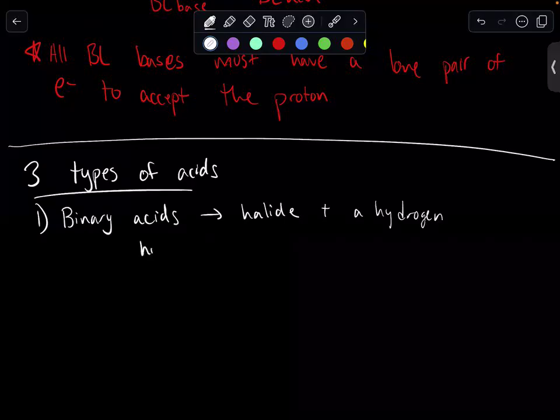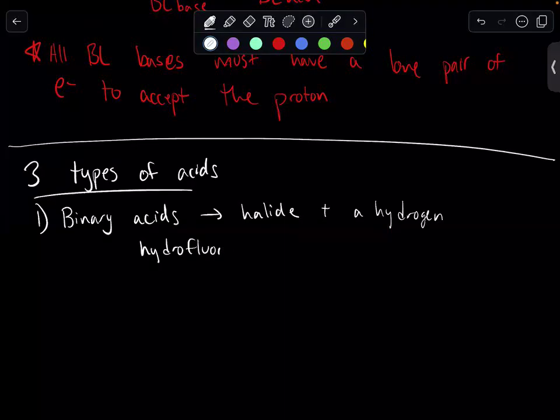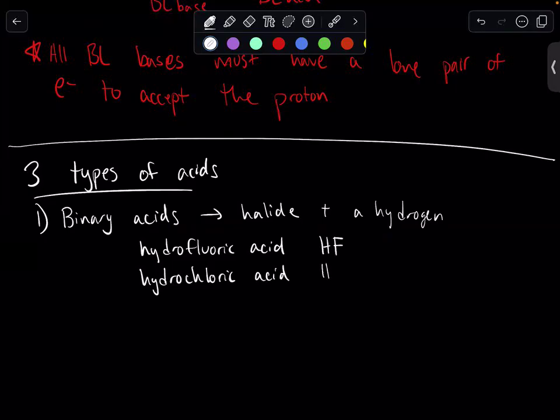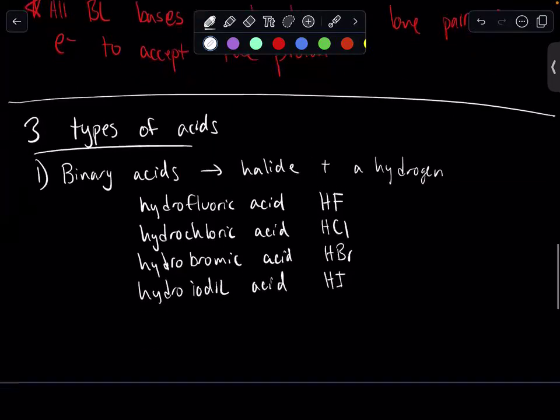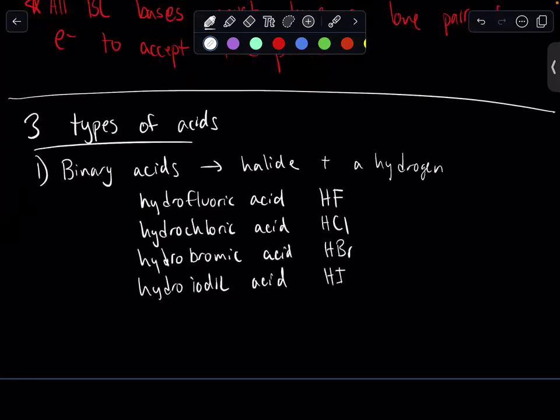So common examples are hydrofluoric acid, HF, hydrochloric acid, HCl, hydrobromic acid, HBr, and hydroiodic acid, HI. So any of our halides plus a hydrogen just becomes hydro blank ic acid. So those are our binary acids.